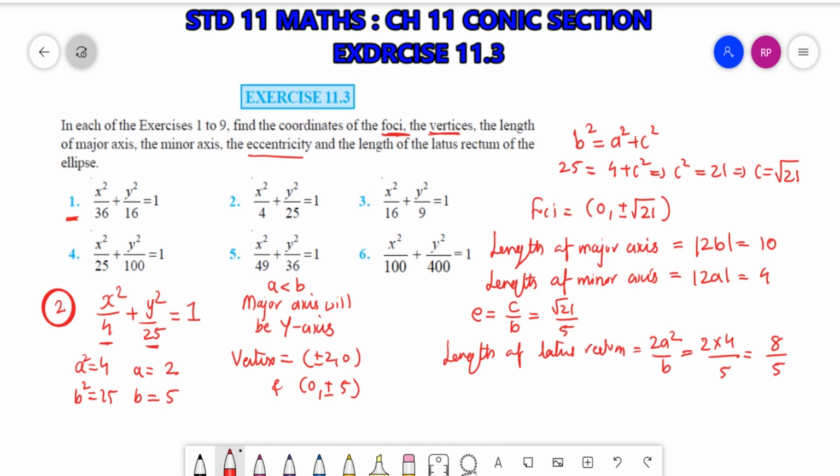Now, based on question 1 and 2, you have to solve questions 3, 4, 5, and 6. Questions 3 and 5 are similar to the first, and questions 4 and 6 are similar to the second. So you solve questions 3, 4, 5, 6 by yourself. Now, let's move to the next one.